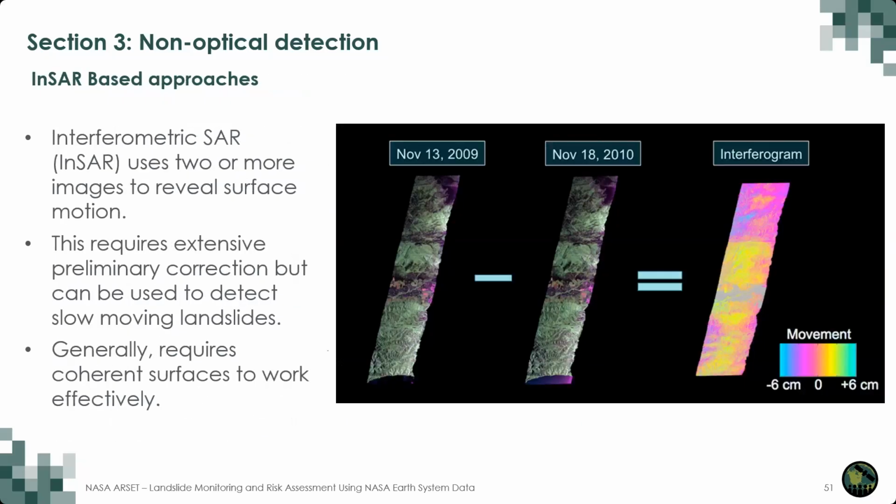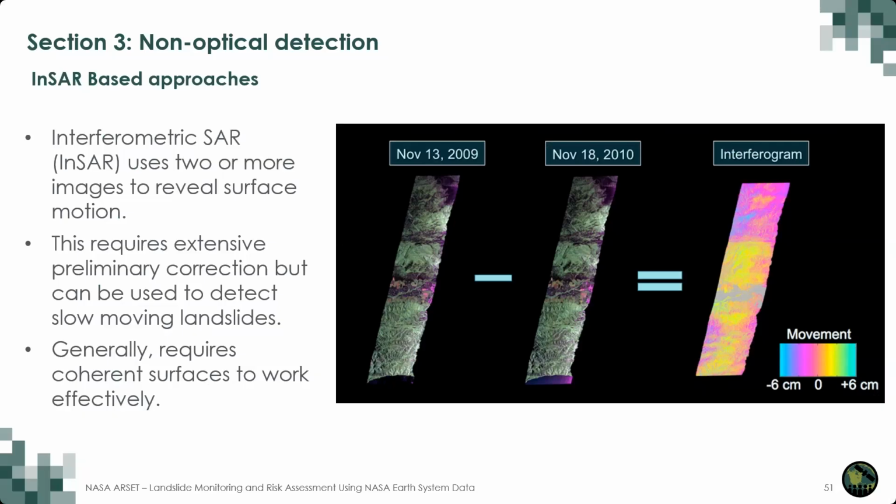So lastly, a word about InSAR. So this is interferometric SAR. This uses two or more images to reveal change in surface motion. So in this kind of schematic here, we're looking at two SAR images collected at different times, and the difference between them is used to build what's referred to as an interferogram. You can look at very small gradual changes in motion or change in surface.